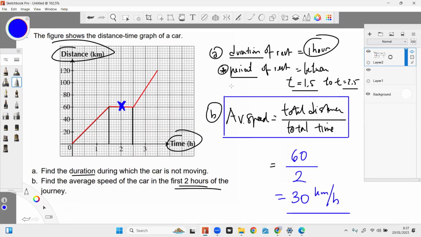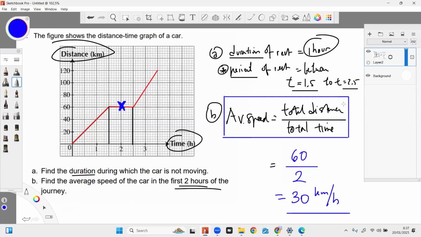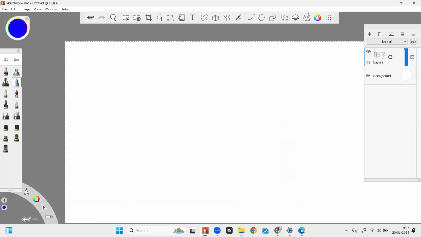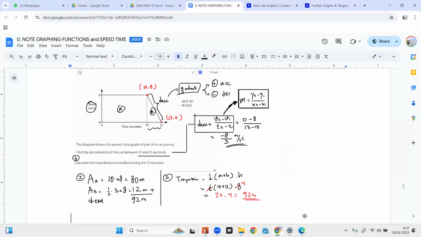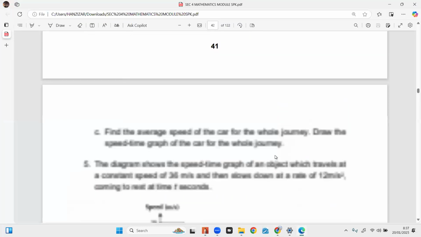You will find this more interesting when you look at the speed time graph. Average speed there is more interesting and more complicated to do, but I think we can do this soon. So for this question, we are finished. We are differentiating between duration and period, and we know one more formula, which is average speed. Let's go for the next part.